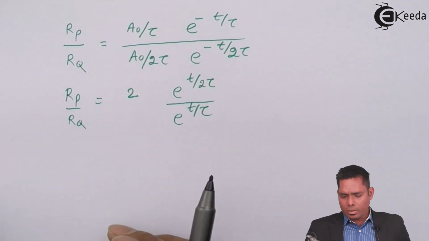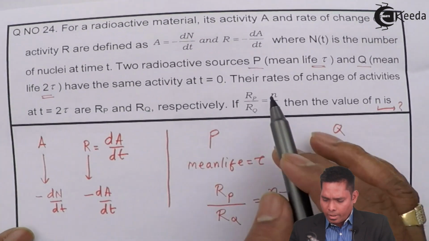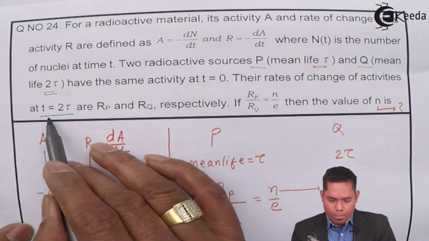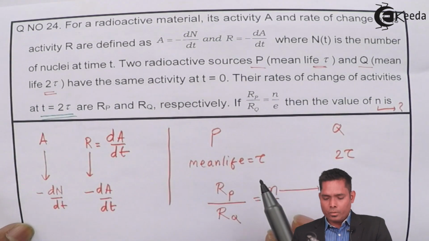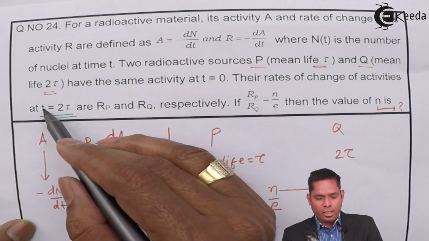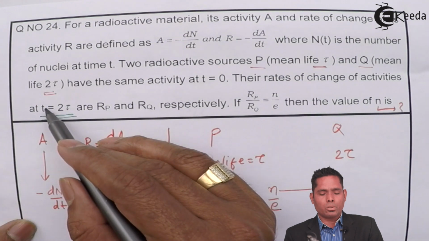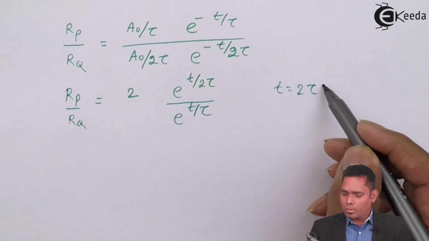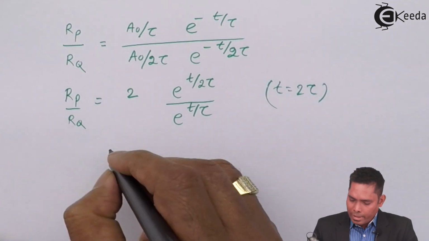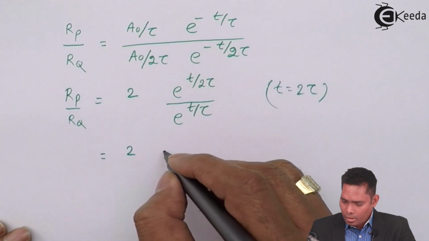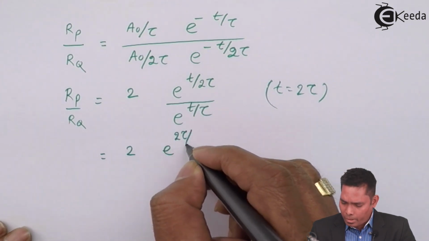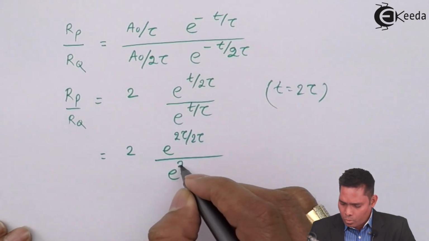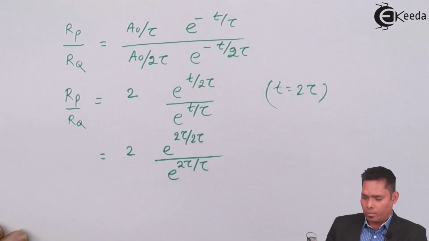But if you see the question, then we can proceed further. Their rates of change of activities are compared at time t equals 2 tau. This value you have to put, then only you can compare. So we have a t in the equation. In place of t, we'll substitute 2 tau. Putting t equals 2 tau, here we'll get 2 times e raised to the power 2 tau divided by 2 tau, divided by e raised to the power 2 tau divided by tau.